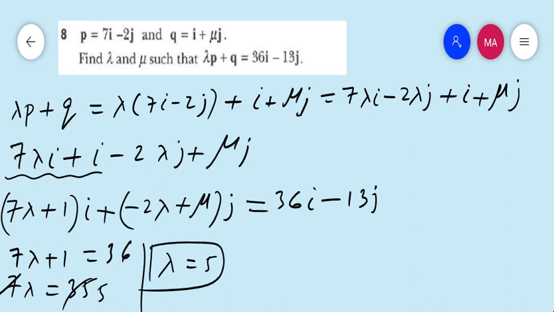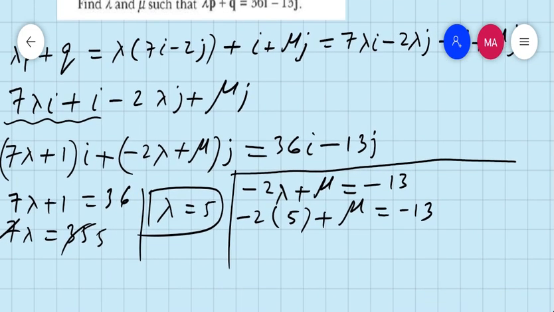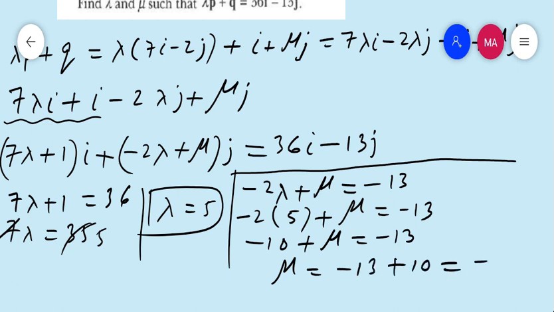Now find the value of mu. Compare the coefficient of j. On the left hand side it is minus 2 lambda plus mu, on the right hand side it is minus 13. So minus 2 into lambda, which is 5, plus mu is equal to minus 13. Minus 2 fives are minus 10 plus mu is equal to minus 13. Mu is equal to minus 13 plus 10, which is equal to minus 3.